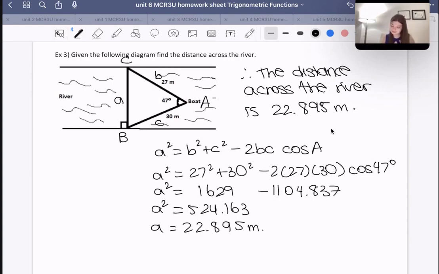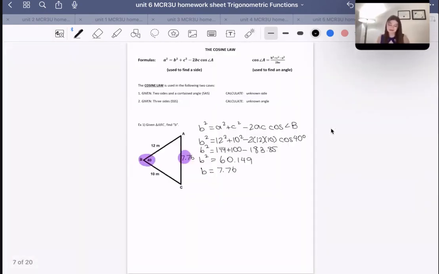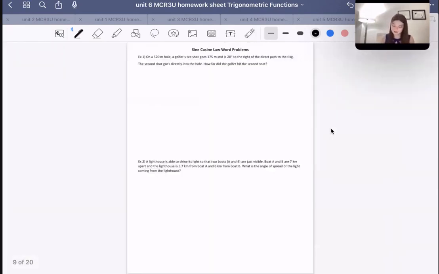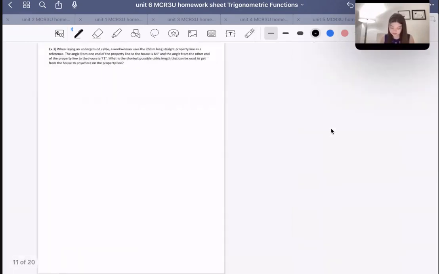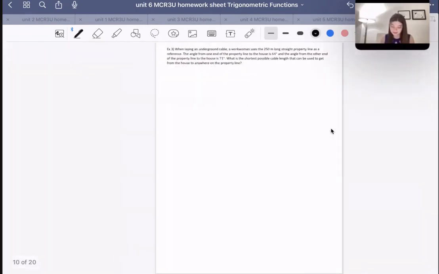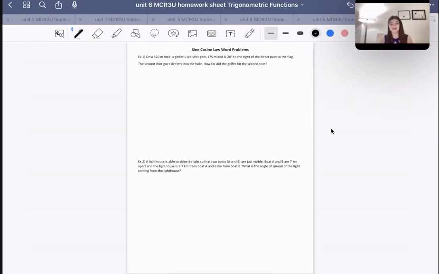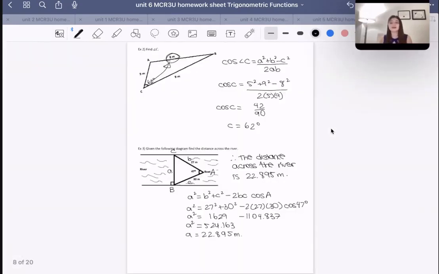Awesome. All right, well, that is everything for today for cosine law. Next time we are going to do some word problems related to the sine and the cosine law. And then after that, we will begin talking about periodic functions.